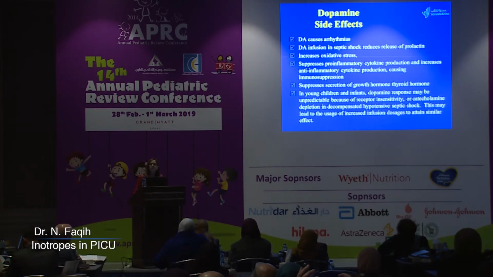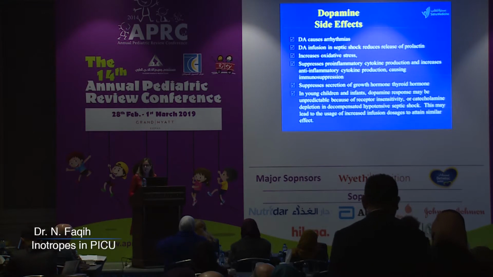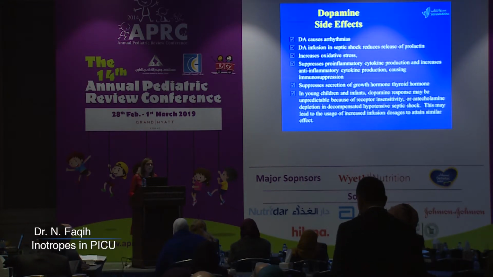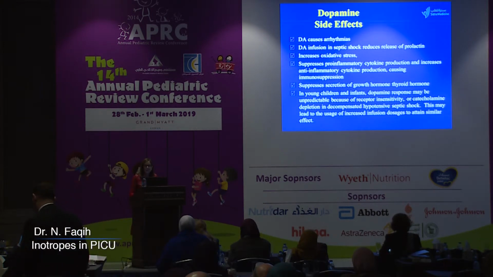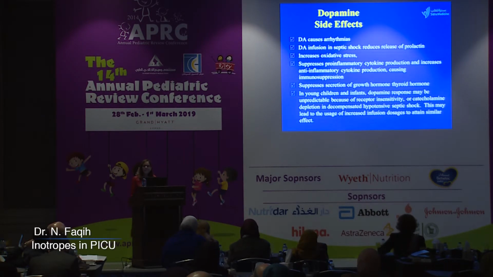Dopa comes with a list of side effects. So whenever, right now, I mean, a lot of us are comfortable with starting Dopa. Think about the side effects and think about whether your comfort actually goes with the list of side effects that Dopa comes with. So it can cause arrhythmias, and this is why adults actually don't like it, because of the arrhythmia. It can increase oxidative stress. It can suppress pro-inflammatory cytokines and increase the anti-inflammatory cytokine production, thus leading to immune suppression.